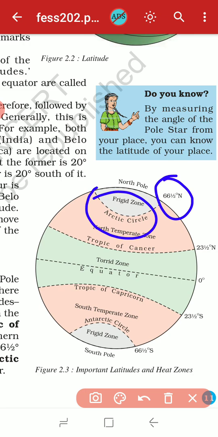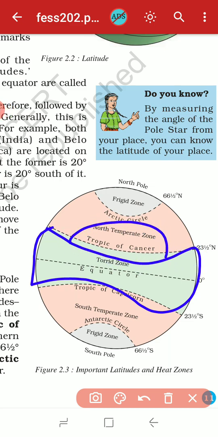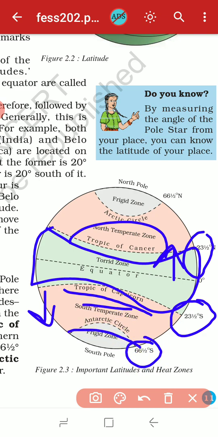You can see this green portion, this is the Tropic of Cancer. It is situated above the equator at 23.5 degrees north. Here we see the Tropic of Capricorn, which is below the equator at 23.5 degrees south. Below it we can see the Antarctic Circle, which is 66.5 degrees south, and above the Tropic of Cancer the Arctic Circle, which is 66.5 degrees north.